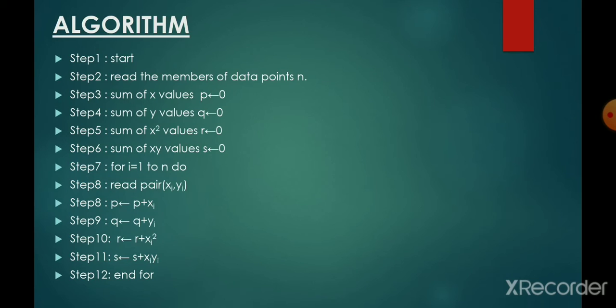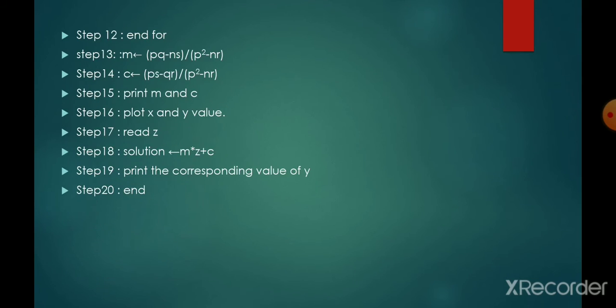for the slope, pq minus ns by p square minus nr equal to m. This is the equation for m, and the equation for c, where m is the slope and c is the y-intercept. The equation for c is ps minus qr by p square minus nr, and print m and c.